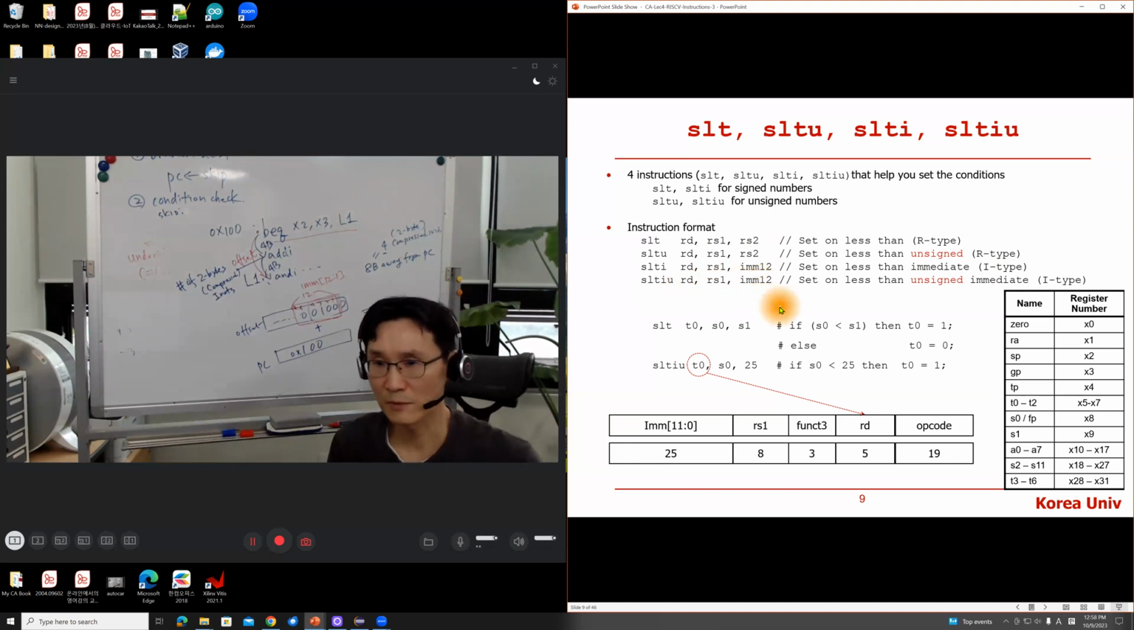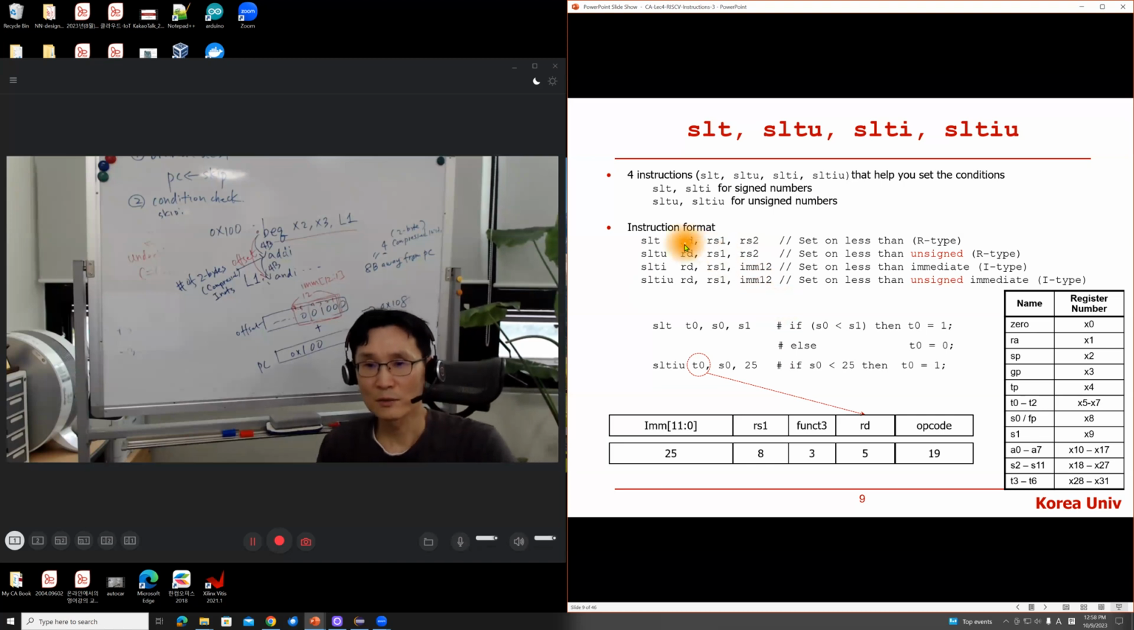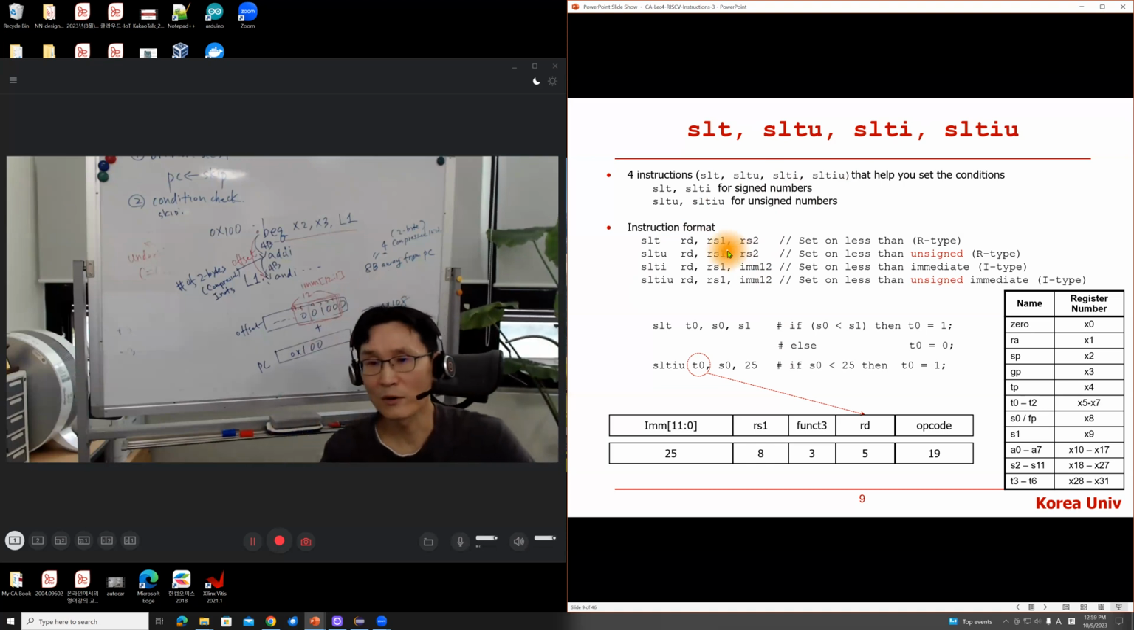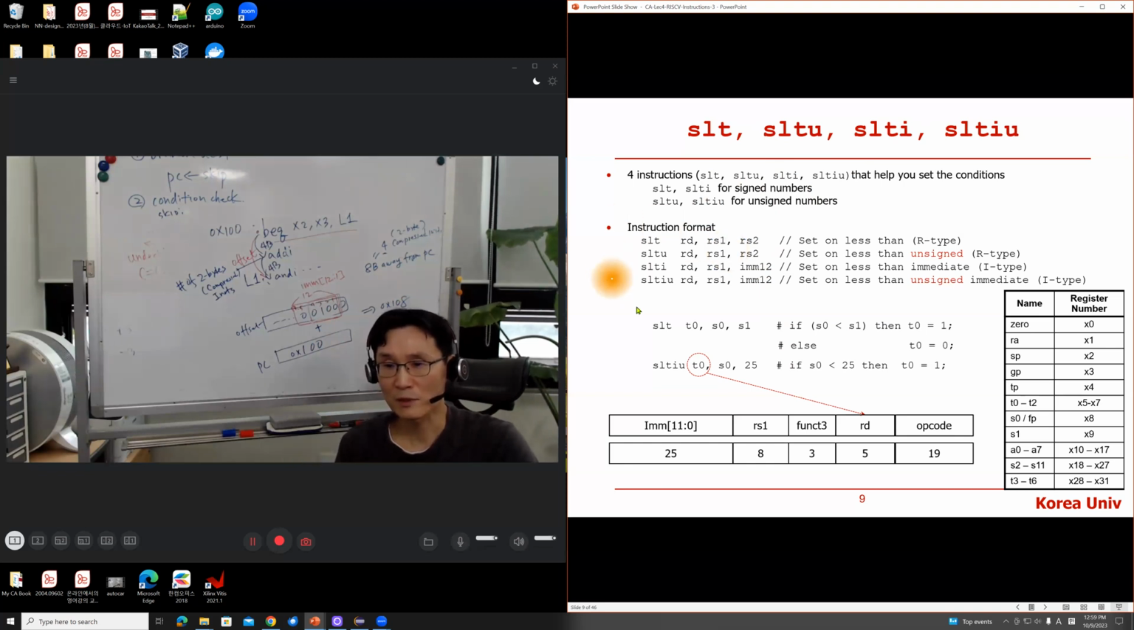So the operation itself is very simple. The reason why I put these instructions in the branch slide is because of the set less than condition. Using the same mechanism, overflow, underflow, the same mechanism, you can design a CPU for executing these four instructions.